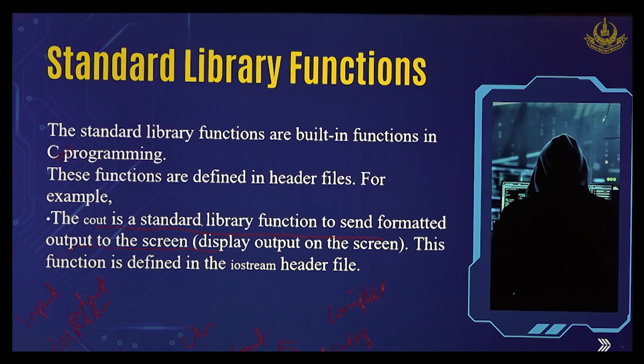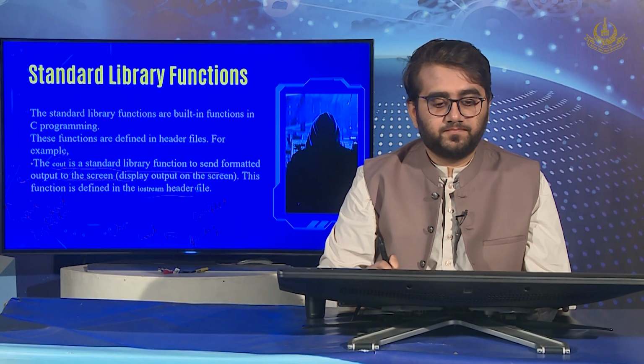So whenever you run your program, a specific console will run, and on that particular console, if you want to print something, then the cout function is used. So this function is defined in the iostream header file. That is what I have just explained.